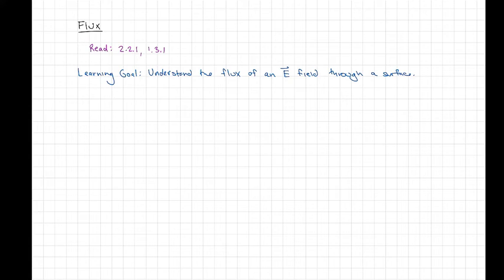Hi guys, this lecture is all about flux. The associated reading is listed here, and the learning goal is to have a good conceptual understanding of the flux of an E field through a surface and why we calculate it the way that we do.